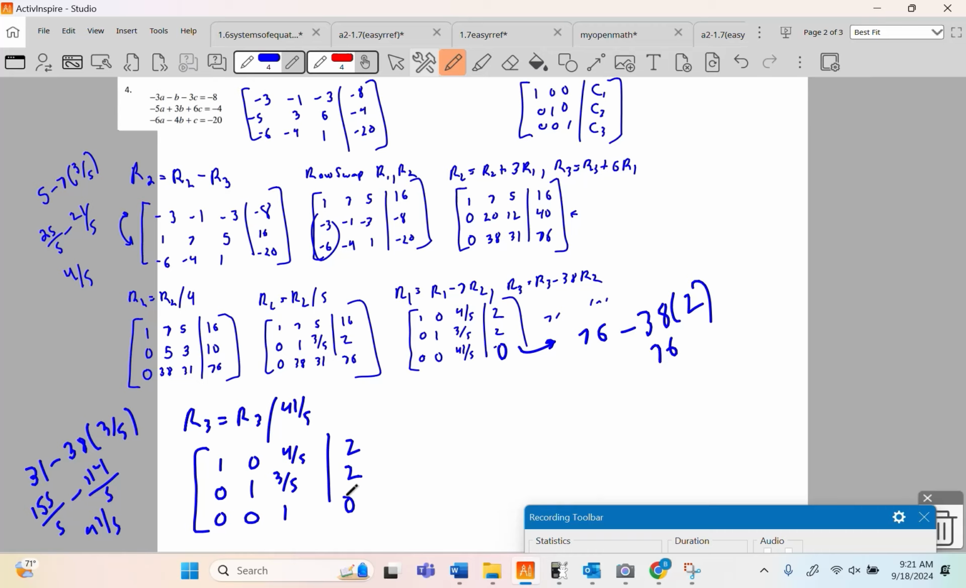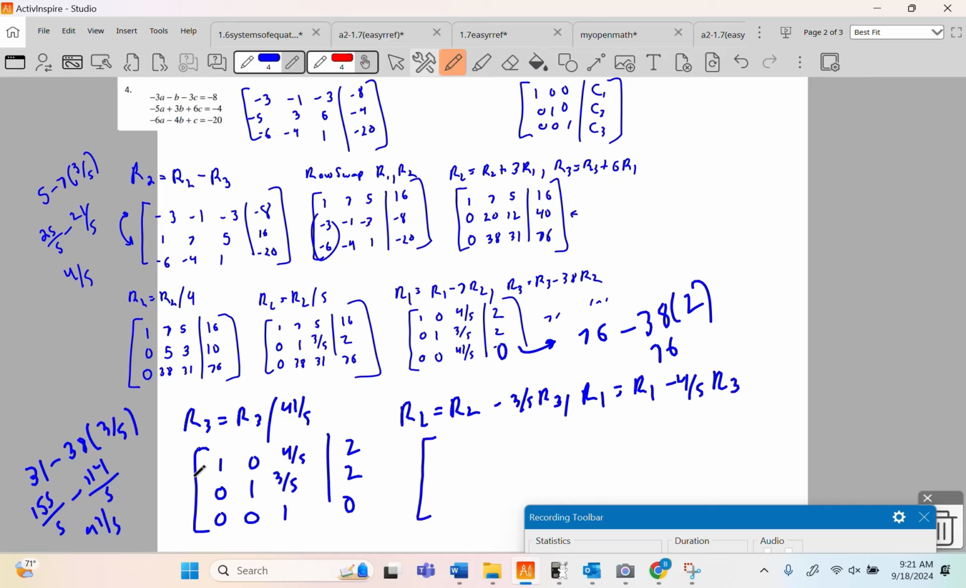I was worried about this one. All right, so the next 2 row operations aren't going to be too bad. Row 2 is going to be row 2 minus 3 fifths of row 3. And row 1 is also going to be row 1 minus 4 fifths of row 3.